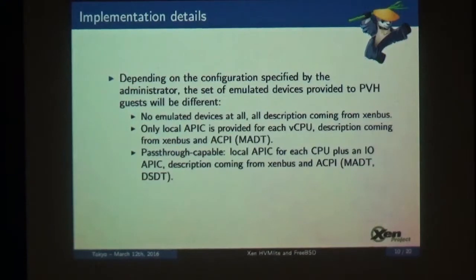In this case, we will be providing more ACPI tables. We will be providing the MADT, of course, because it contains the description of the local APIC and the IO APICs on the system. But we will also be providing a DSDT in order to have the hardware description of the pass-through devices.